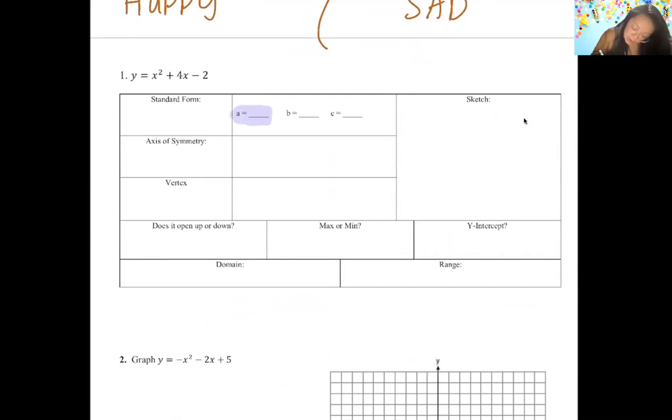Okay, remember A is the number that is in front of the x squared, and in this case I have a 1. Our B is the number that is in front of the x. In this case, I have positive 4. And our C is the number that is by itself. So for this equation, I have negative 2.